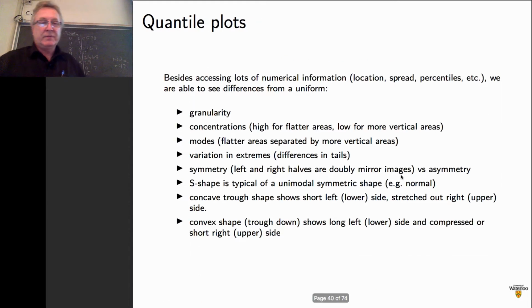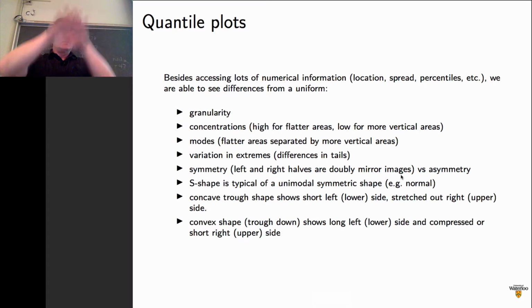So quantile plots, a lot like stem and leaf plots, in the sense that you can see the granularity of the data, you can see where it concentrates. You know, the concentration is where it seems to be flatter, where it's spread out is where it seems to be stretched out. It looks more vertical, right? And you can see variation in the extremes.